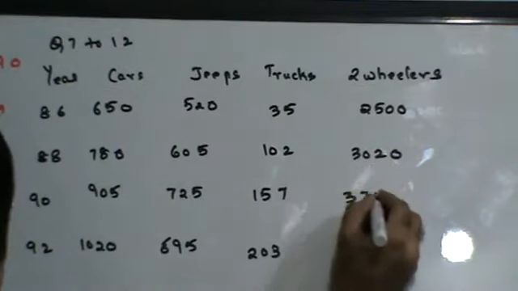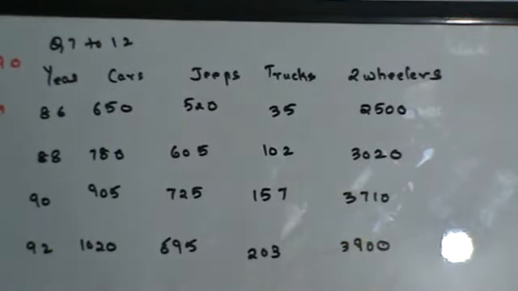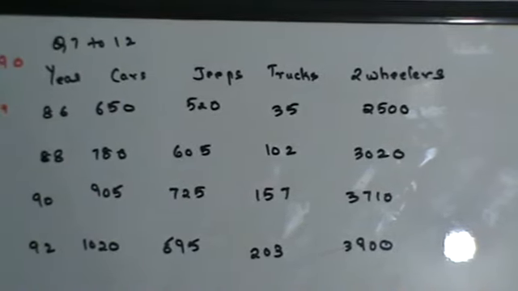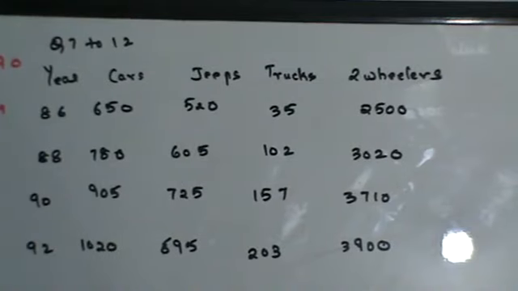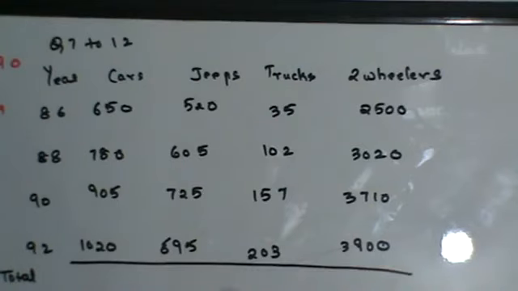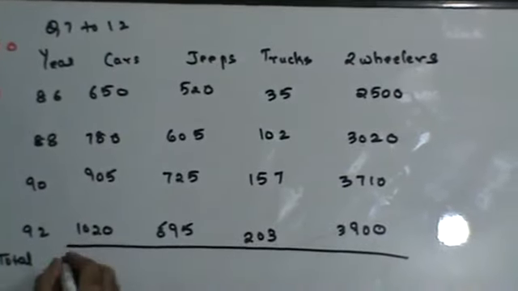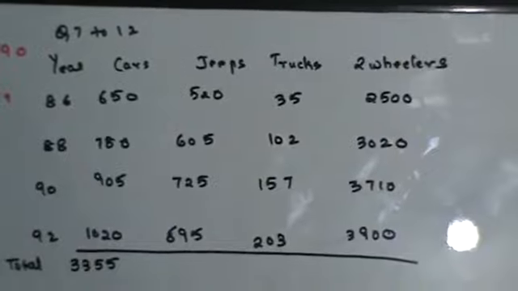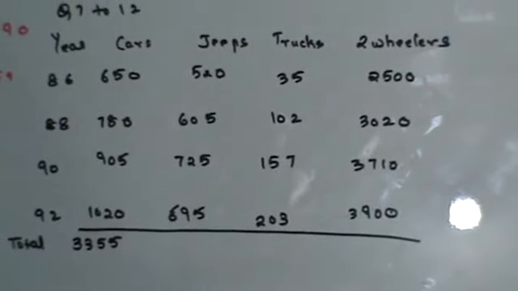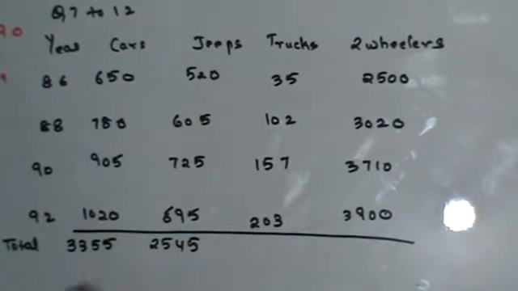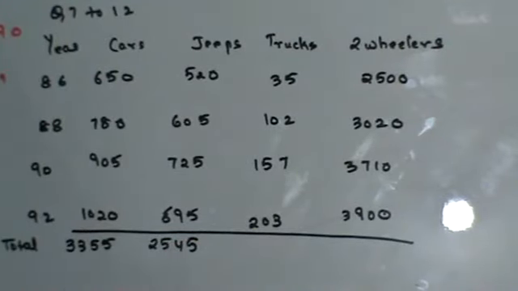3020, 3710, 3900. Right? Now, before we start with the questions, let's get the totals, guys. If I get the totals for every category, this is going to be 3355, right? This is going to be 2545. The next one should be 497, and the last one should be 13,130.